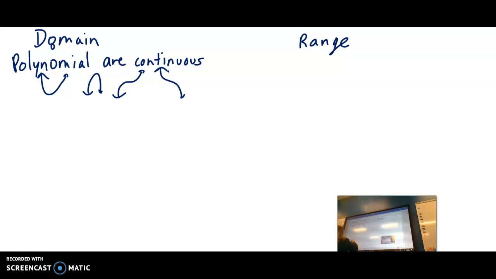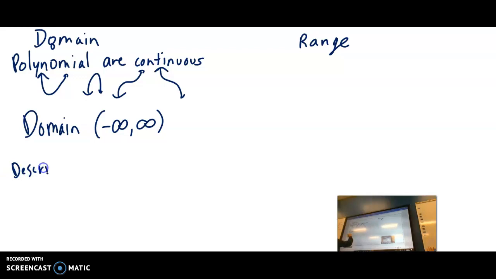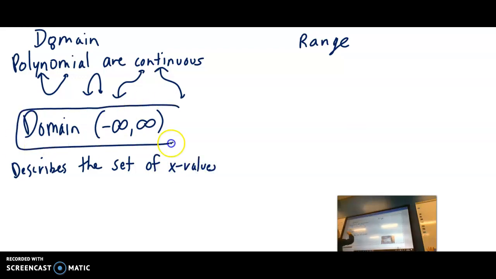So because polynomials are continuous, the domain is always written as negative infinity to infinity, because it describes the set of x values. The domain will always be written in the order of the lowest number to the highest number. So the lowest is negative infinity to infinity, and that will always be the case for polynomials. For this first graph, it continues on forever in the left direction and forever in the right direction. My next graph also continues on forever to the left and forever to the right. Notice it's going on forever in both the left and right directions.